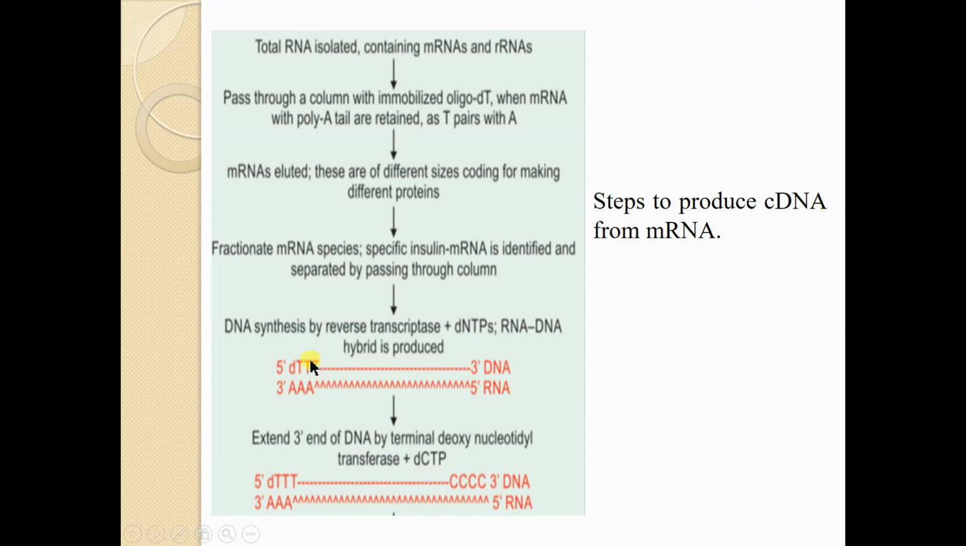Now here we get only a single-stranded DNA, but we require double-stranded DNA. So the 3' end of the DNA is extended by terminal deoxynucleotidyl transferase, that is, deoxycytosine molecules will be added at the terminal site. A large number of cytosines will be added to the 3' end.